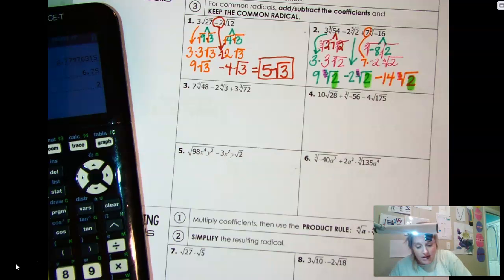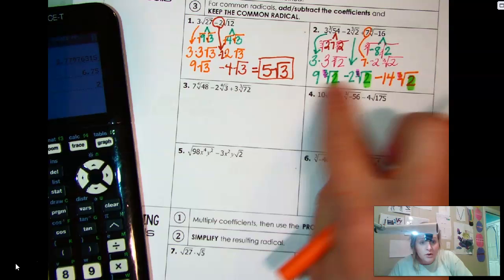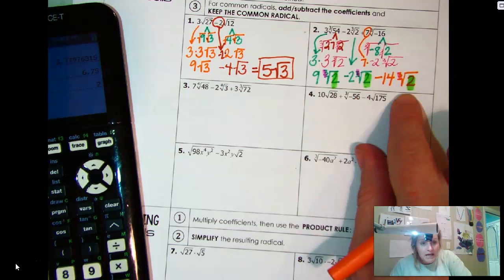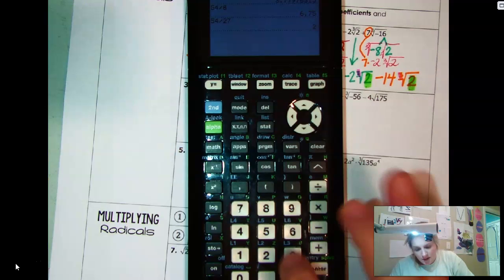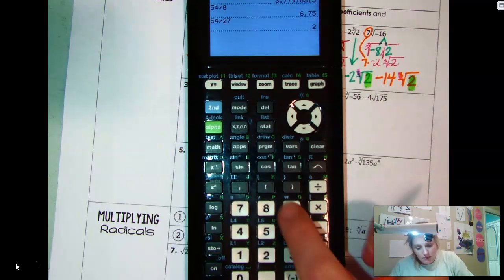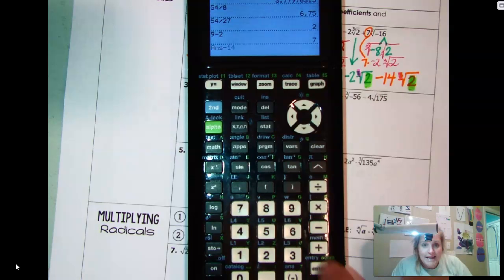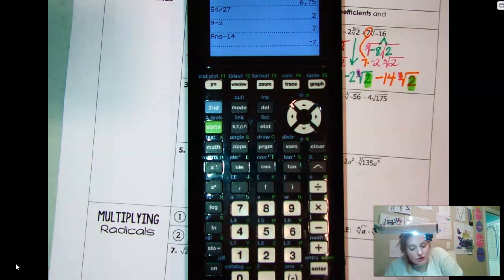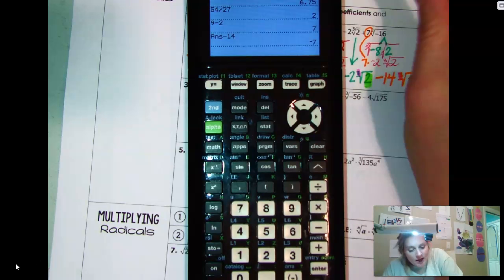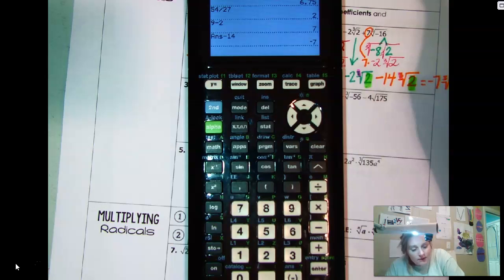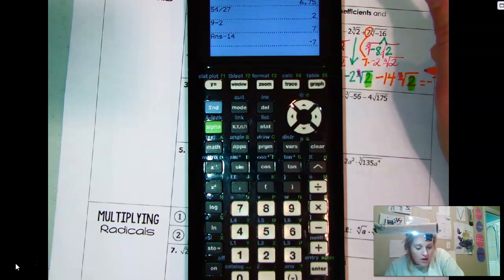So you would have 9 minus 2, which is 7. 7 minus 14 is negative 7. And you're just dealing with the coefficient. You're still going to leave it the cubed root of 2. That is your answer.